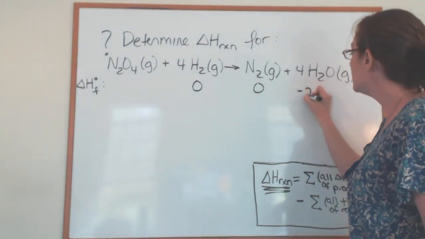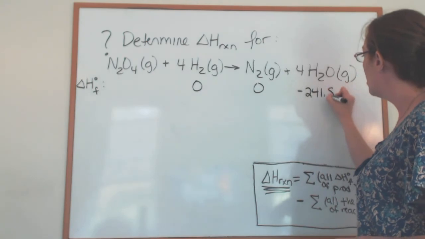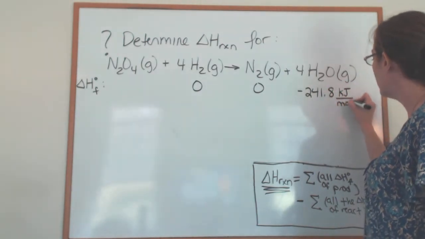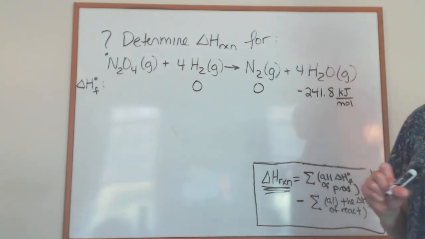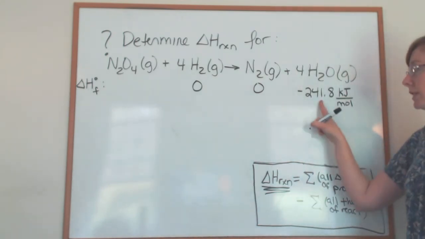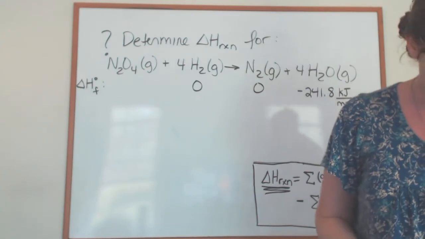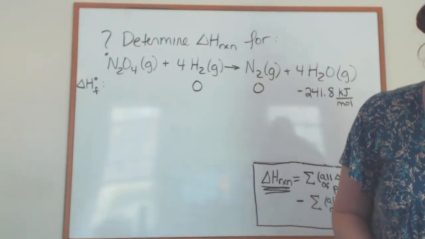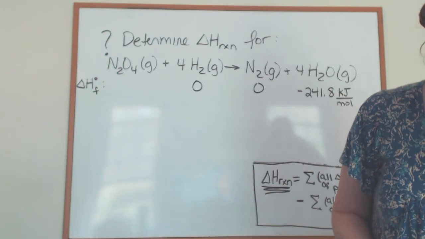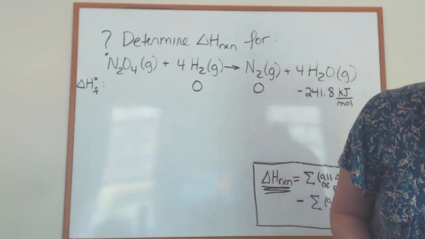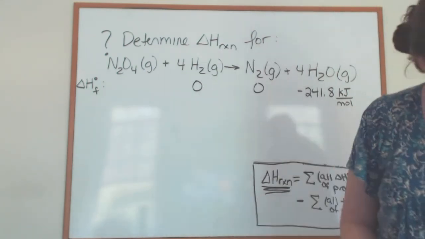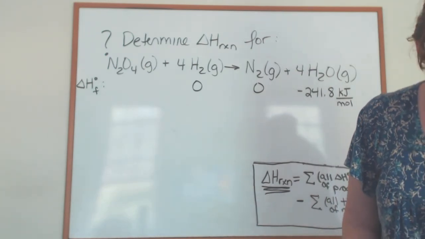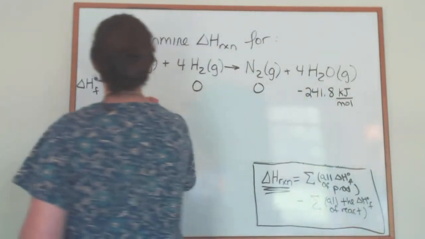And if you look closely, you should put the unit there. It's kilojoules per mole. If you look closely at the top, it does have a unit, kilojoules per mole. So we'll just put that there for now. Let's look for the nitrogen one, N2O4. N2O4 gas is also in appendix 2 at the back of your book, and it is 9.16 kilojoules per mole.